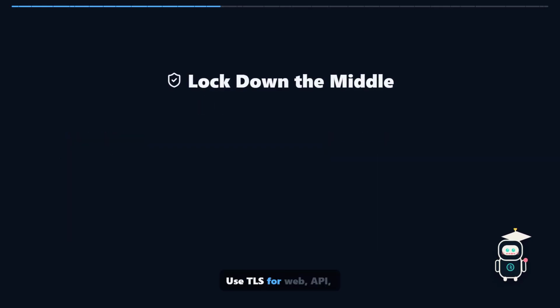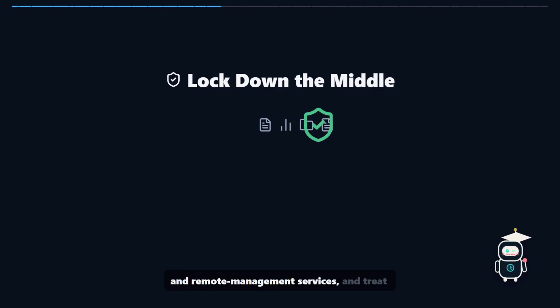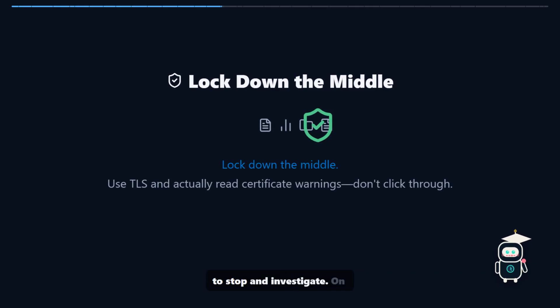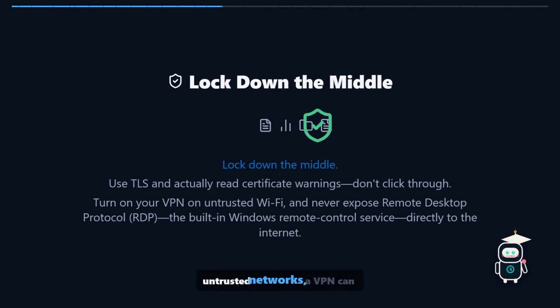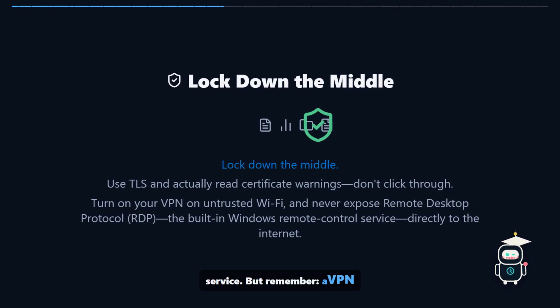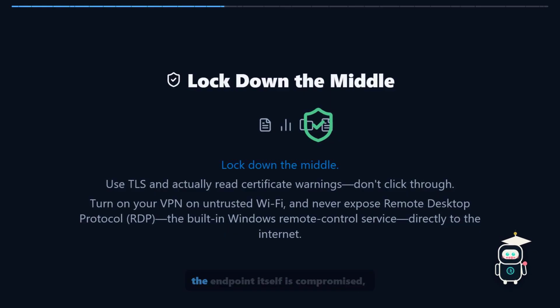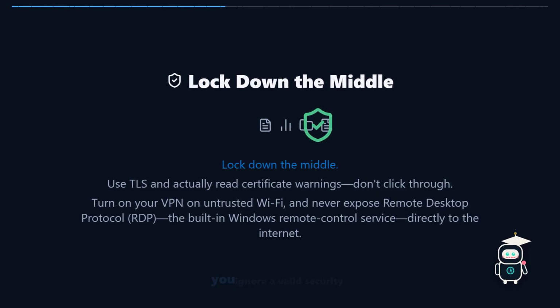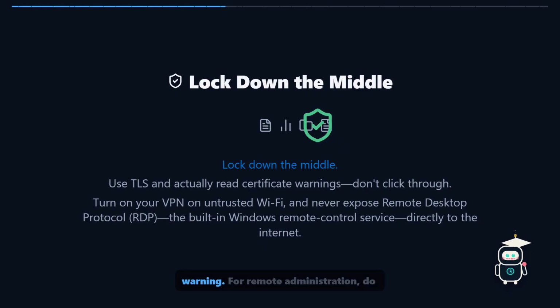Use TLS for web, API, and remote management services, and treat certificate warnings as a reason to stop and investigate. On untrusted networks, a VPN can add a protected path to an organization's network or trusted service. But remember, a VPN does not protect you if the endpoint itself is compromised, if you enter credentials into a lookalike site, or if you ignore a valid security warning.